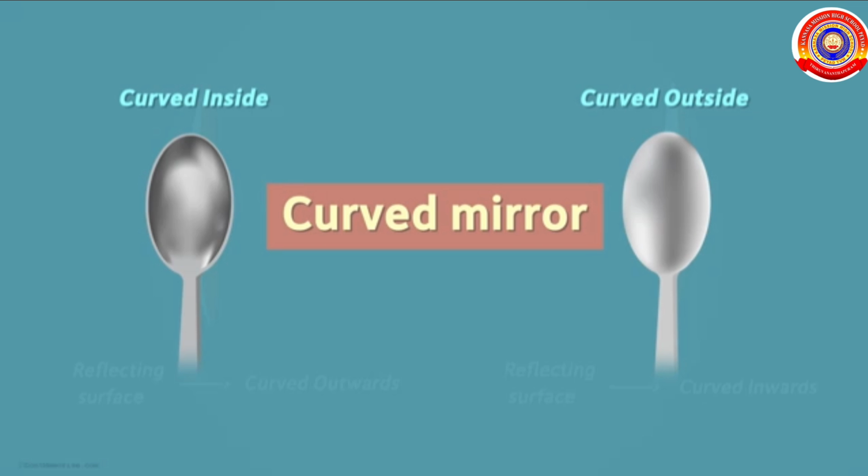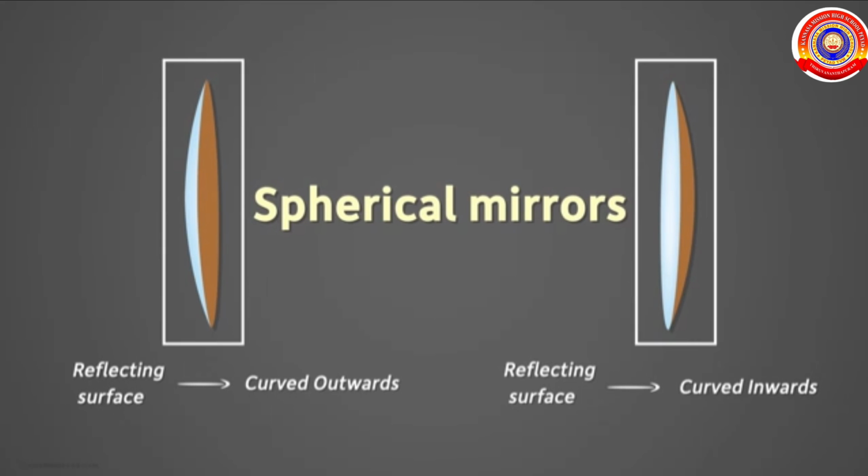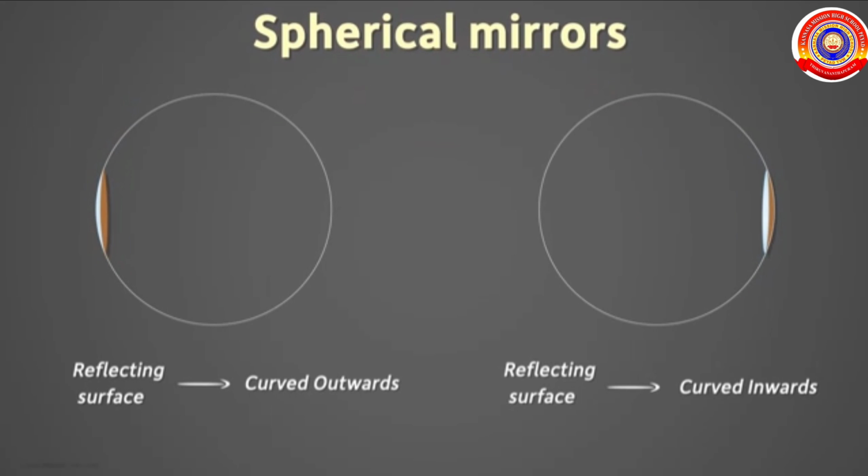Now the specific type of curved mirrors are called spherical mirrors. In fact, these two mirrors are spherical. Well, they look nothing like a sphere. Then why are they called so? They are called spherical mirrors because their reflecting surface is a part of a sphere. You can clearly see that the reflecting surfaces of these mirrors are a part of a big sphere.